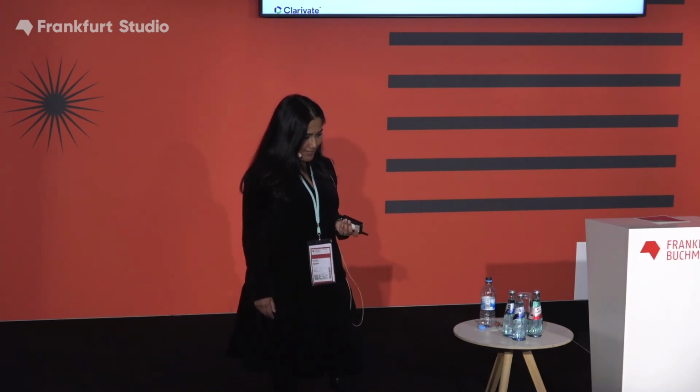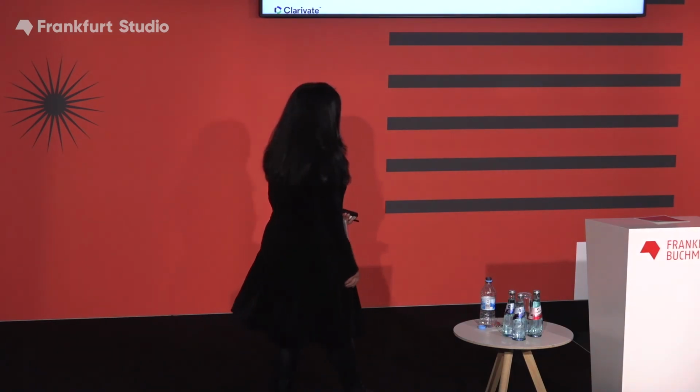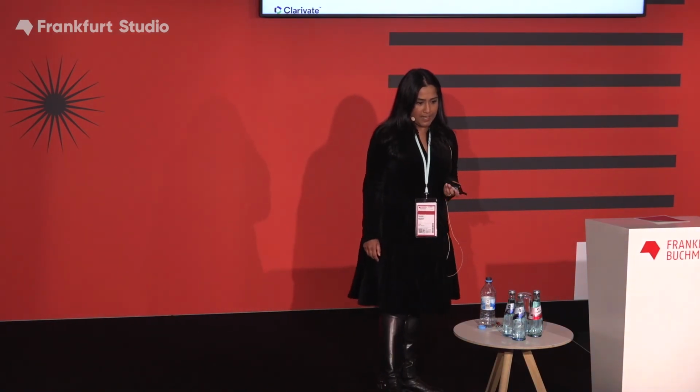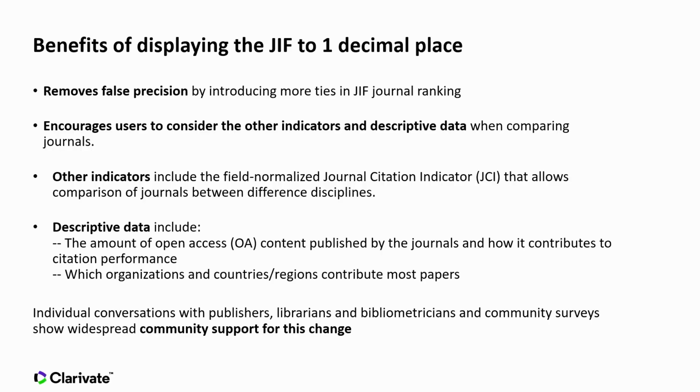We're doing it, finally. So what do we think are the benefits of displaying the GIF to 1 decimal place? Firstly, as Garfield alludes to, we are removing this false precision that existed by showing it to 3 decimal places. And this is a good thing, because it's going to create lots and lots of ties between journals. And these ties are beneficial, in our view, because it encourages users to use other indicators and other types of descriptive data when comparing journals to one another.